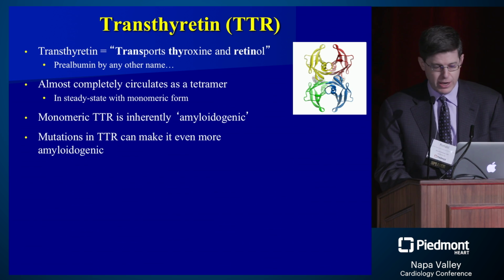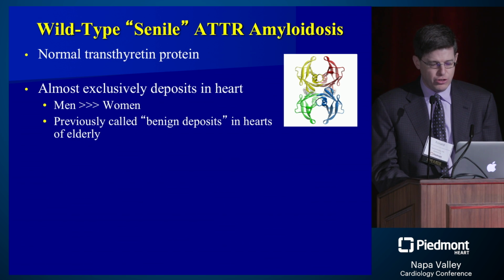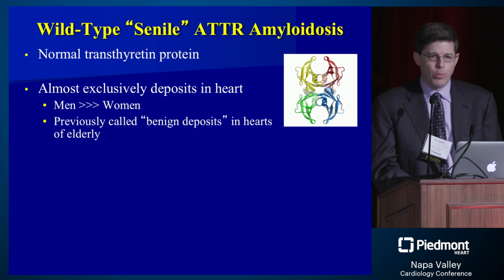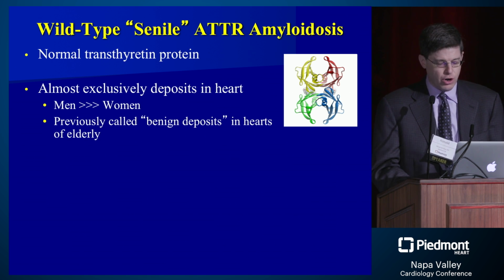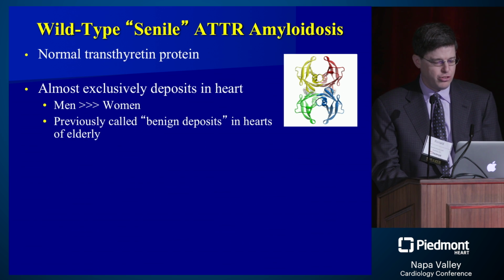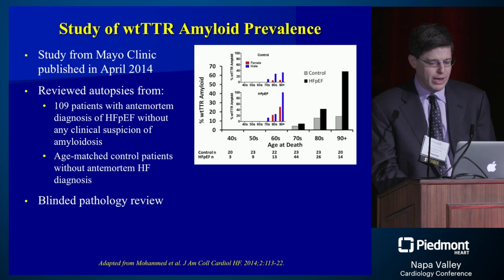Now, in addition, people can be born with mutations in the transthyretin protein that favor the monomeric form and make it more amyloidogenic. So the wild type form of the disease, this is without the mutations, sometimes called the senile form of the disease, is the normal protein. For reasons that are unclear, it strikes men much more than women and almost exclusively deposits in the heart. In fact, it was so common that pathologists used to refer to this as benign deposits in the hearts of the elderly because they would see this so commonly. They're not so benign, we now know.